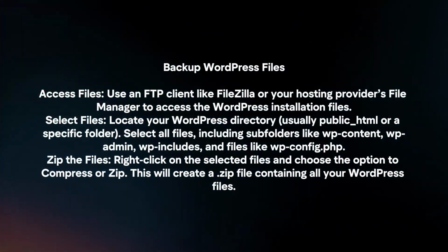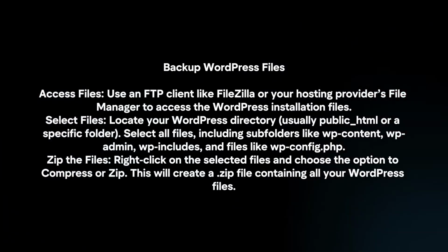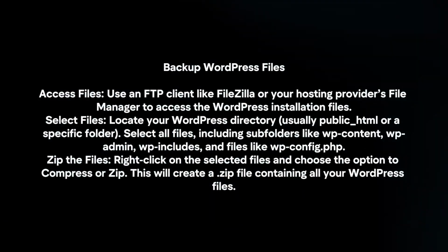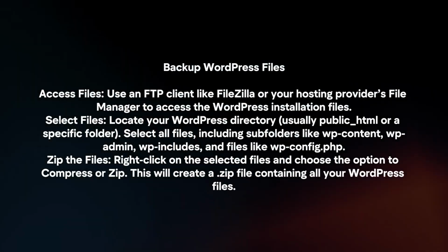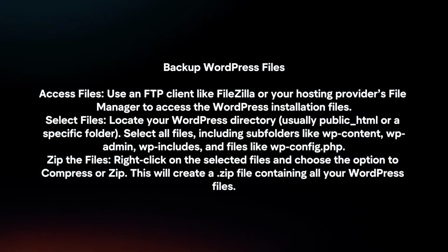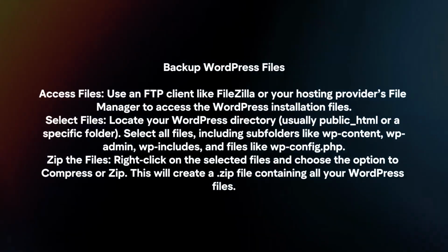Select files. Locate your WordPress directory. Select all files, including subfolders like WP Content, WP Admin, WP Includes, and files like wp-config.php. Zip the files. Right-click on the selected files and choose the option to compress or zip. This will create a zip file containing all your WordPress files.